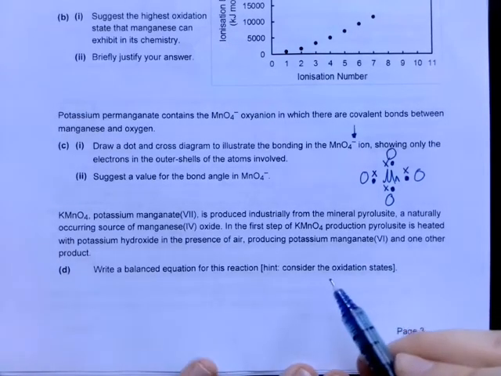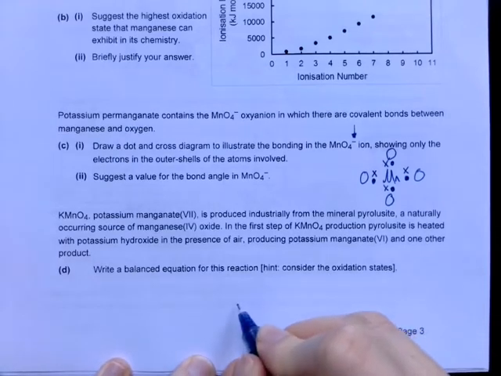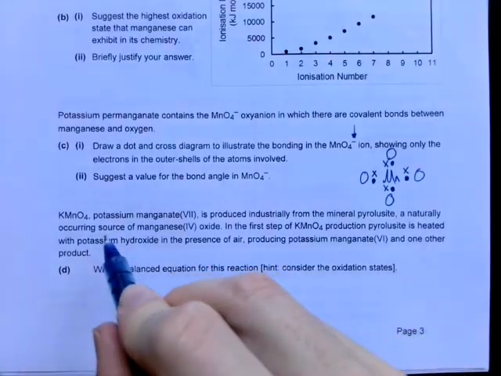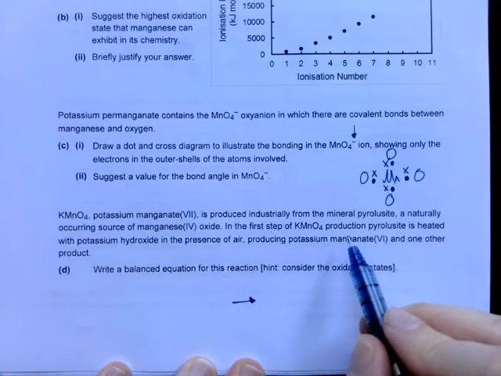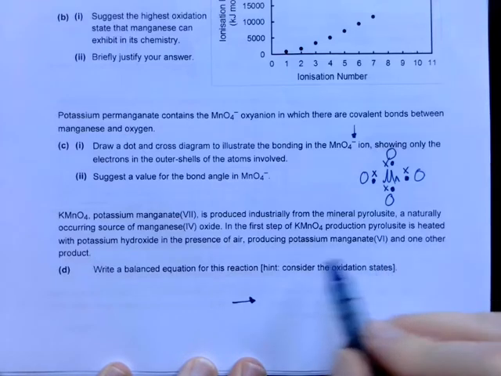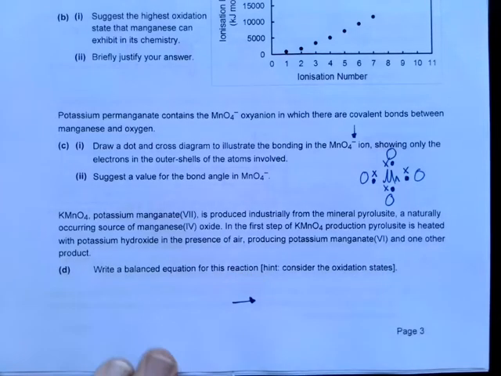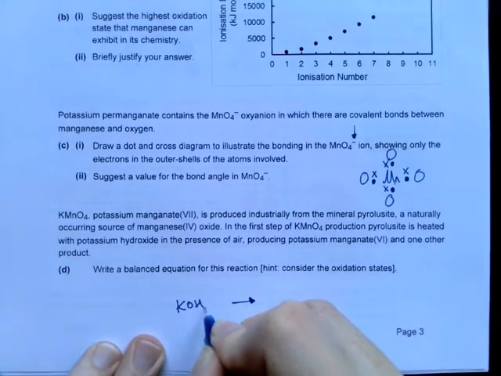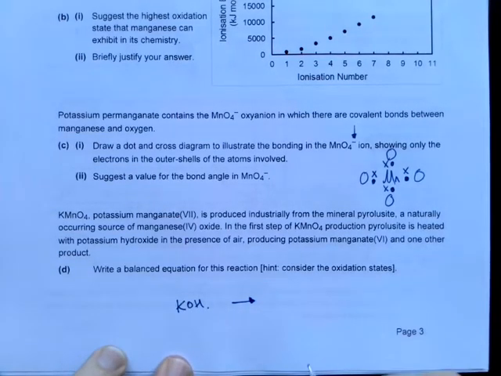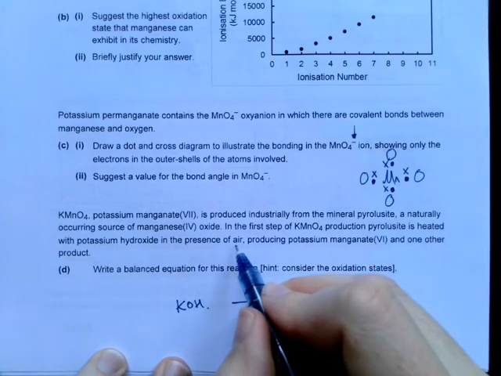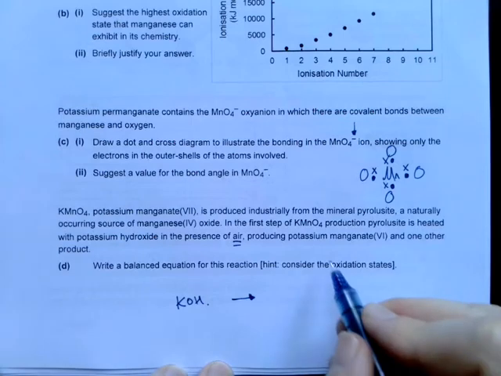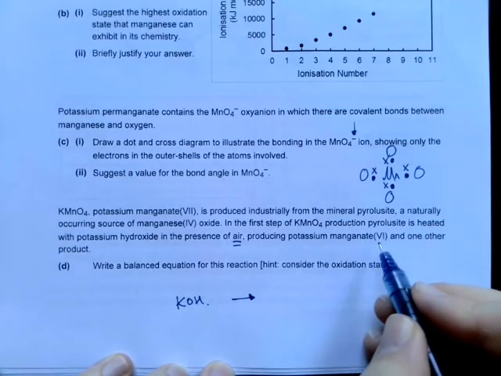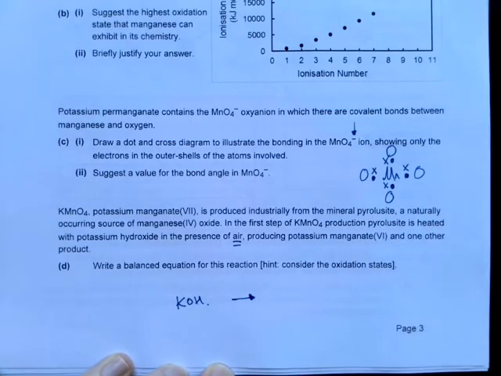All right, so what we've got is a reaction where our product is going to be heated with potassium hydroxide. So I'm heating KOH in the presence of air. So there's probably going to be something in air that reacts here, producing potassium manganate 6 and one other product. There are things that I need to work out.